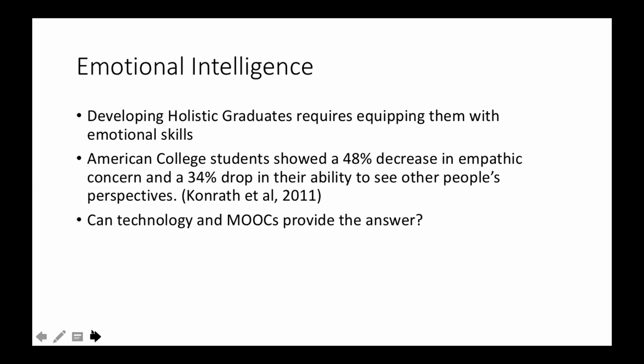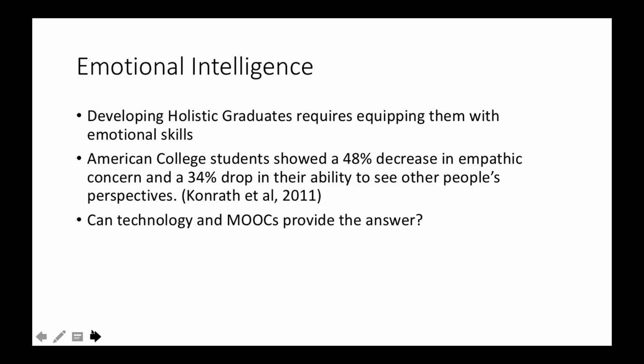Now, I just wanted to show you some data. I believe that developing holistic graduates requires equipping them with emotional skills. There are some studies that show that American college students showed a 48% decrease in empathic concern and a 34% drop in their ability to see other people's perspective. And the question that I ask: can technology and massive open online courses specifically provide the answer?